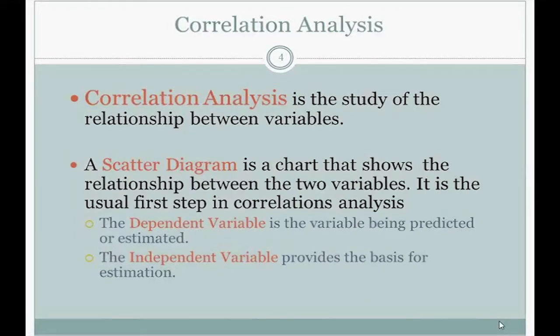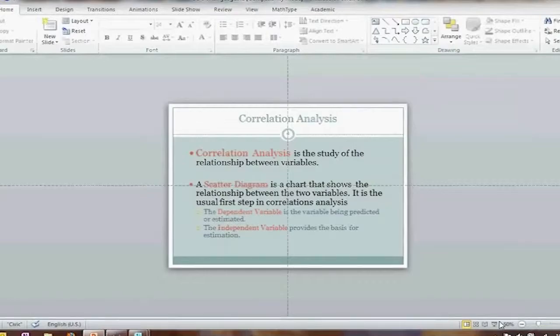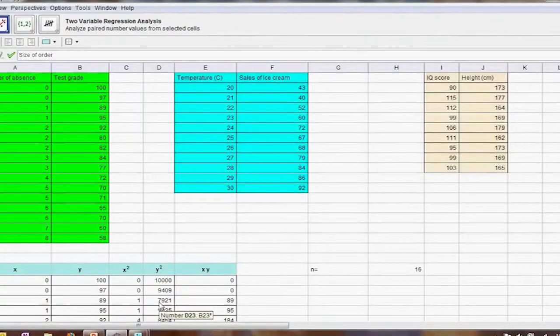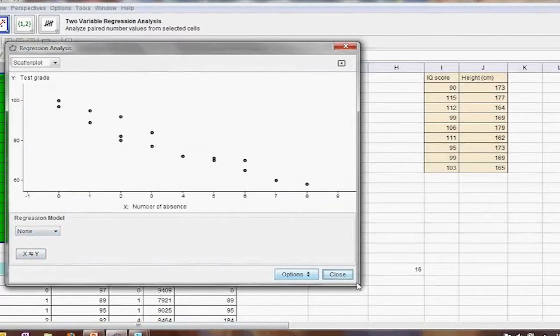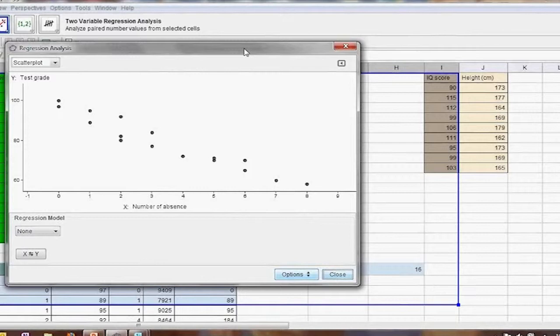Now let's see how it goes. I will switch to GeoGebra. I have here some data ready for you. A few examples. First, the number of absences and test grade. You said yes, there is a relation, so let's have a look. If I select the data here, I can do a scatter diagram right away with just a click. And this is what I get.